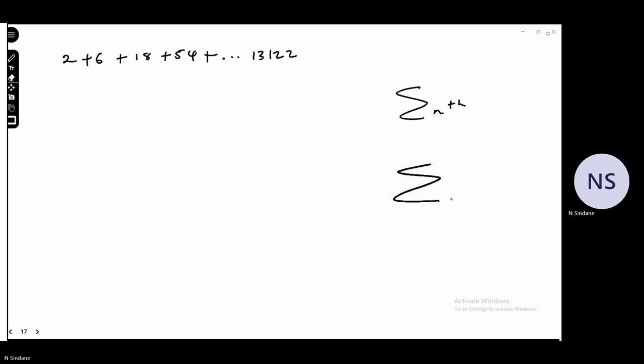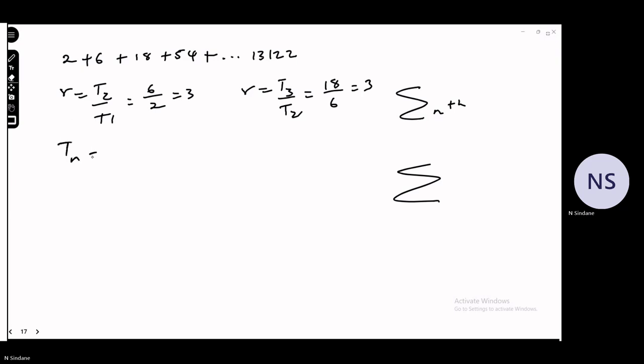Now, sum this one. If this is a geometric series, R is equal to T2 over T1, which is 6 over 2, which is 3. And R is equal to T3 over T2, which is 18 over 6, which is equal to 3. And then the nth term, Tn, is equal to A R to the power n minus 1. A is 2, and R is 3, so I'll have 2 into 3 to the power n minus 1. That is my formula, or my nth term.